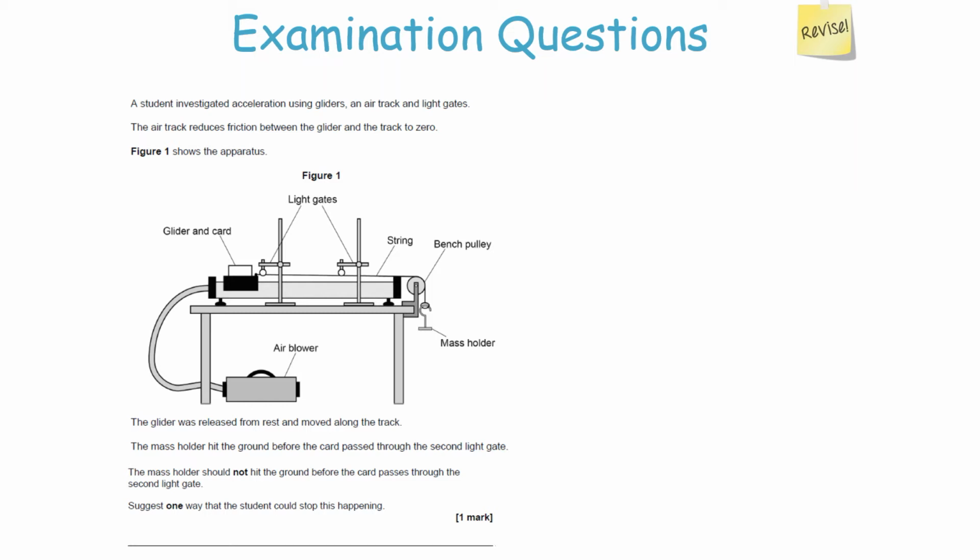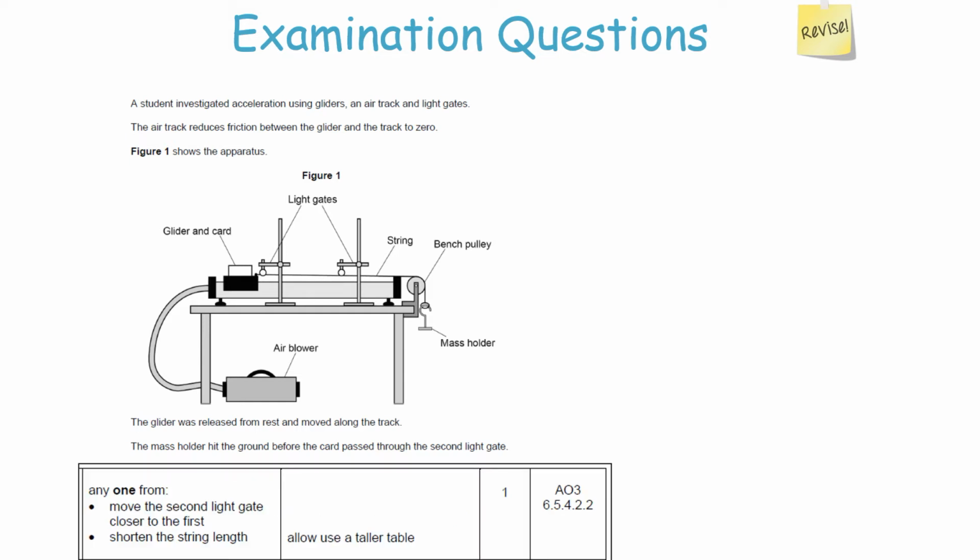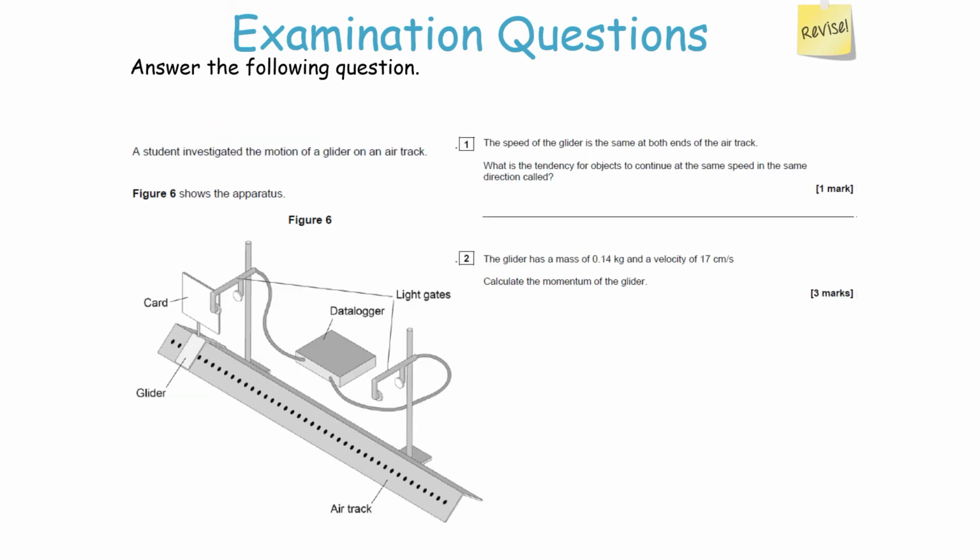Now again, you've got to have a good understanding of the experiments that are part of the required practicals of this course, but also in addition to that, you've got to use the information given in the question. So look at the labelled apparatus you've been given and look to see how you can adjust it so that the mass holder does not hit the ground before the glider has passed through that second light gate. So the obvious one is to move the second light gate closer to the first, because there's less distance for it to travel, so it will get there faster. Or you could make the string length shorter, so it's very unlikely that the mass holder will hit the ground first.